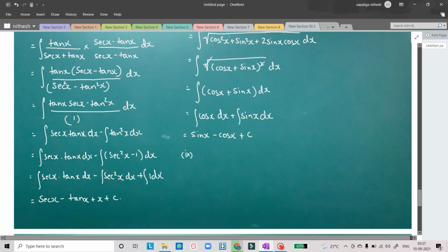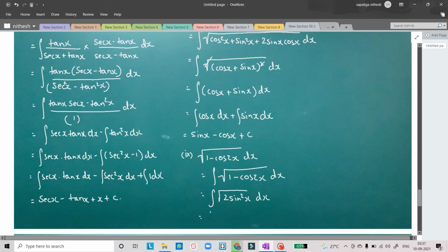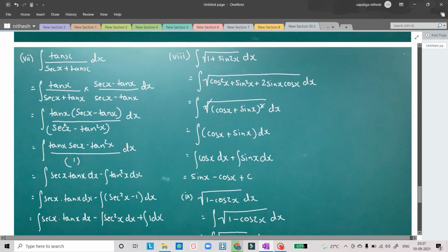Question 9, integral under root 1 minus cos 2x dx. 1 minus cos 2x can be written as 2 sine square x. We'll separate the coefficient, that is root 2 and root sine square x. So we can take the coefficient root 2 outside the integral, and we are left with integral under root sine square x. So here the root and the square will get cancelled. You are left with integral sin x dx. So the integral of sin x is minus cos x plus c. Therefore, you get minus under root 2 cos x plus c.